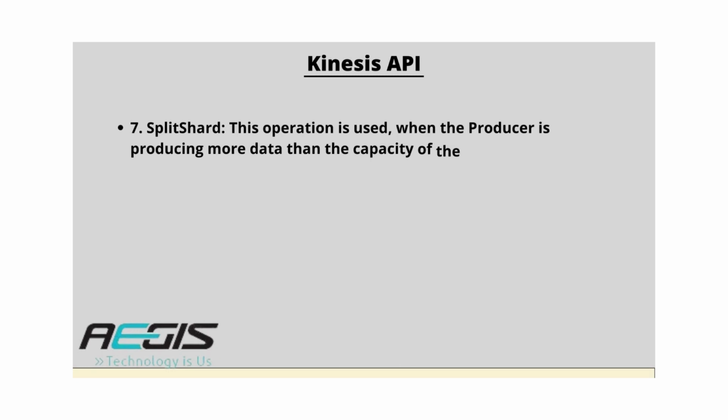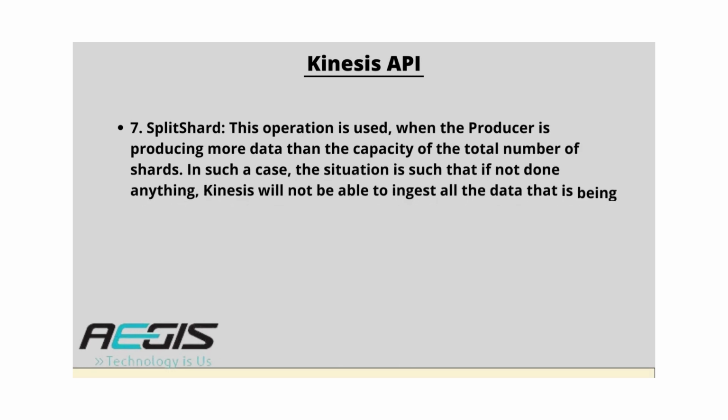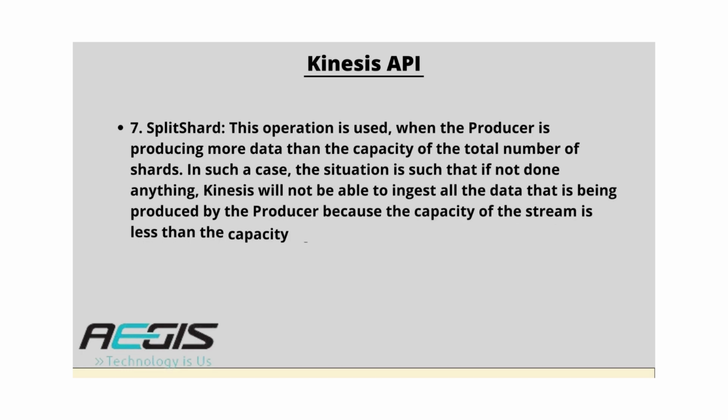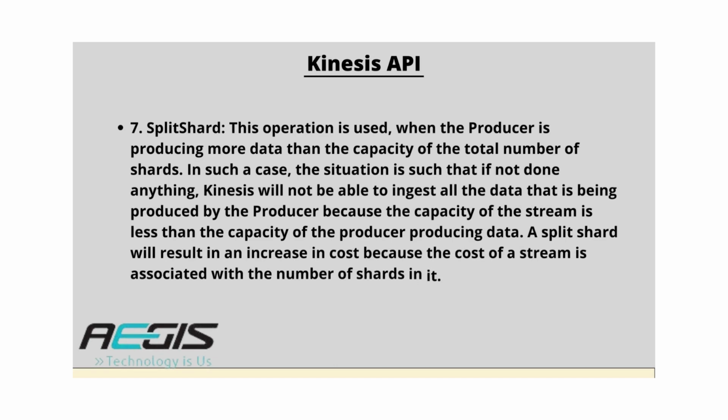Seventh one is split shard. This operation is used when the producer is producing more data than the capacity of the total number of shards. In such a case, if nothing is done, Kinesis will not be able to ingest all the data that is being produced by the producer because the capacity of the stream is less than the capacity of the producer producing data. A split shard will result in an increase in cost because the cost of a stream is associated with the number of shards in it.